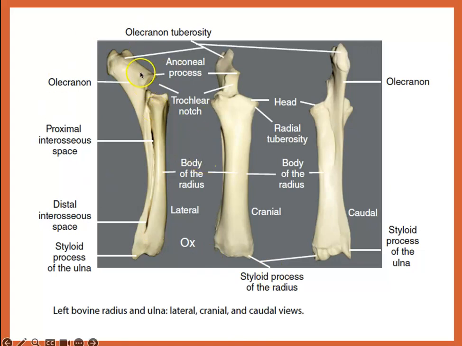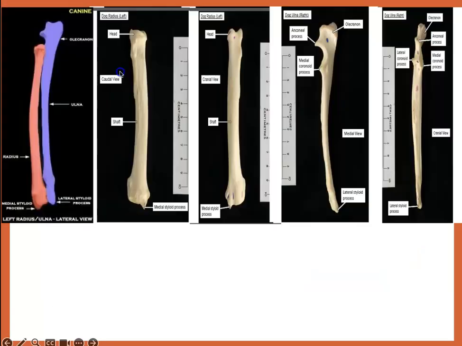You also look here at the anconeal process of the ulna, and also the trochlear notch, this one, and also the olecranon tuberosity of the ulna. You can see now in the case of the dog, they are separated, and if you remember, separation of the radius and ulna in the dog allows the animal to make supination and pronation.